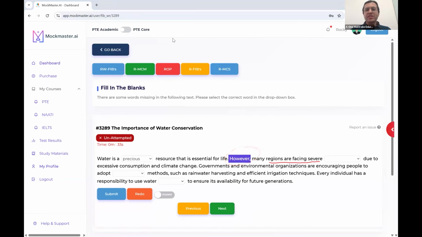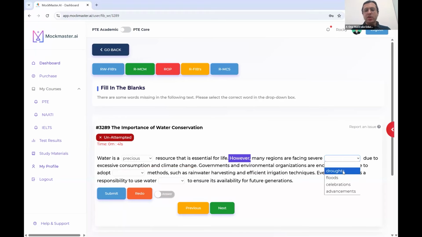Many regions are facing severe dash due to excessive consumption and climate change. Obviously, if there is lack of water, the regions will face droughts. Drought is the opposite of flood, meaning long spells without rainfall, without rain, without water. That's called a drought. So the correct answer should be severe droughts.